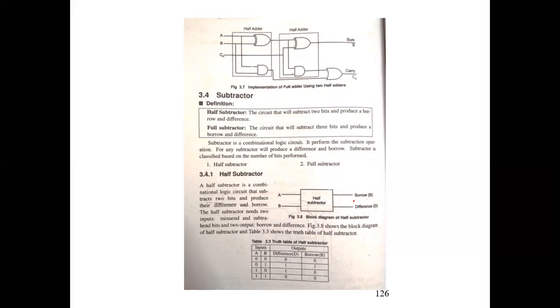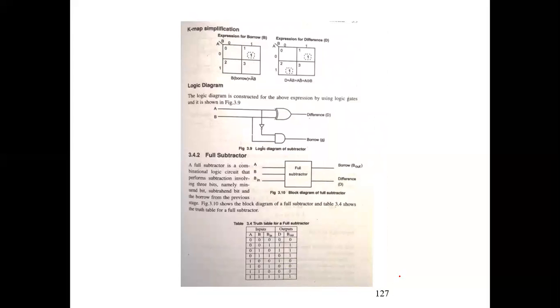So half subtractor, A and B inputs, and the outputs will be difference and borrow. So 0 minus 0 means difference 0, borrow 0. If you have 0 minus 1, the difference is 1 and borrow is 1, because you cannot subtract 1 from 0. So you have to define borrow as 1. Then 1 minus 0 gives 1, and 1 minus 1 gives 0, borrow 0. So this is the logic diagram for difference and borrow.